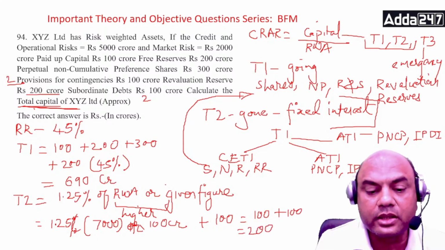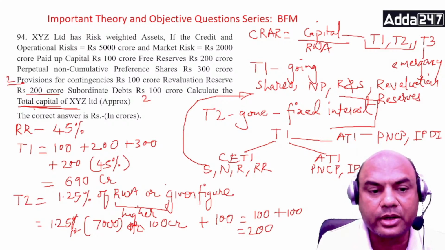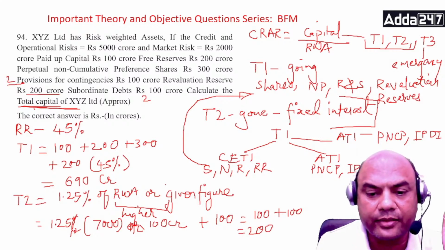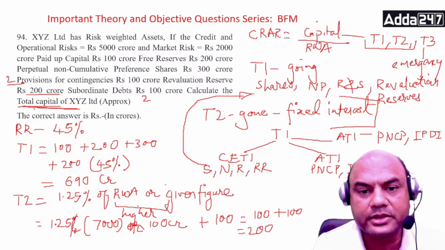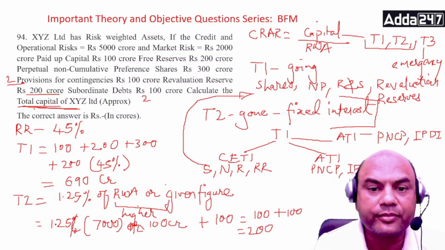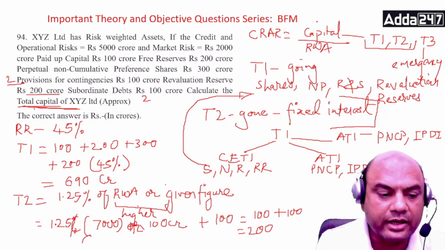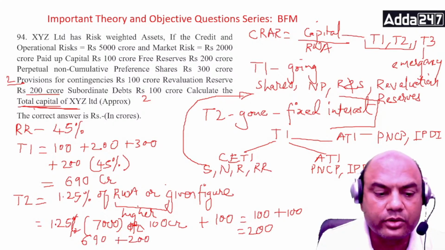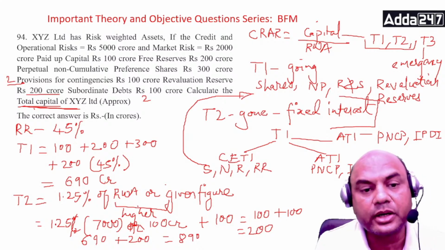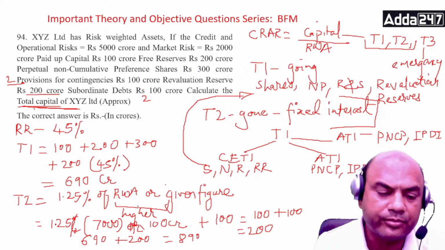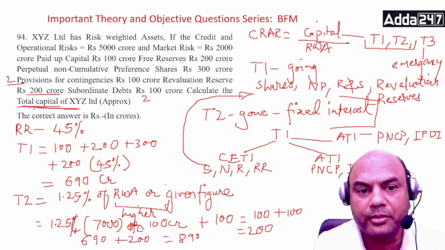So what is my total capital now? 690 plus 200. Where is the space? Let me see. This full slide is packed, right? So I'll write it over here. Final figure: 690 plus 200, that is equal to 890, right? 890. This is my total capital. Okay, so 890 is my total capital.